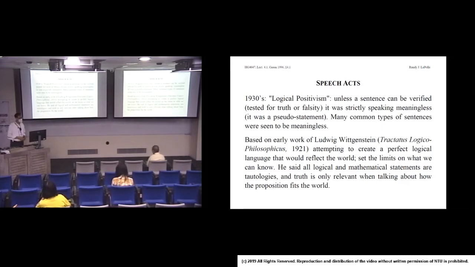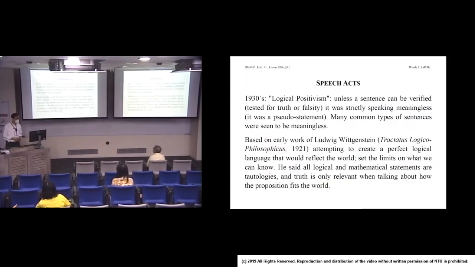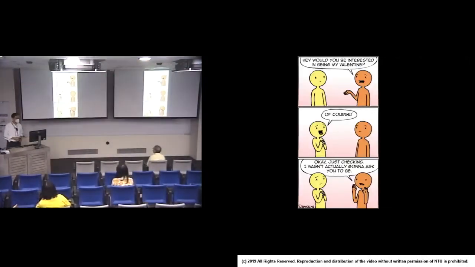But then there were some people, particularly at Oxford University, who said, no, wait a minute, we can't just write off all of those other kinds of sentences, because there are certain kinds of sentences that are actually doing something different. Now we go back to the examples. So let's see what they're doing. They're not just saying something true or false. They're actually trying to do something.